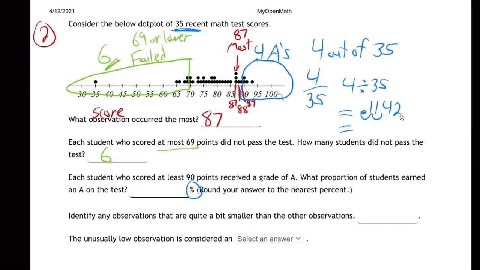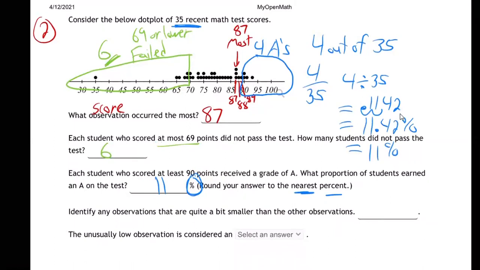So that makes you move 2 places, right? That's why there's 2 zeros in the percentage symbol. It reminds you to move the decimal 2 places. 11.42. And they want you just to round it to the nearest percent. So just 11%. So it looks like 11% of the class got an A. You can tell from the dot plot. See how the picture is worth 1,000 words. From the dot plot, you can tell 4 students, which is 11% of the class, got an A.